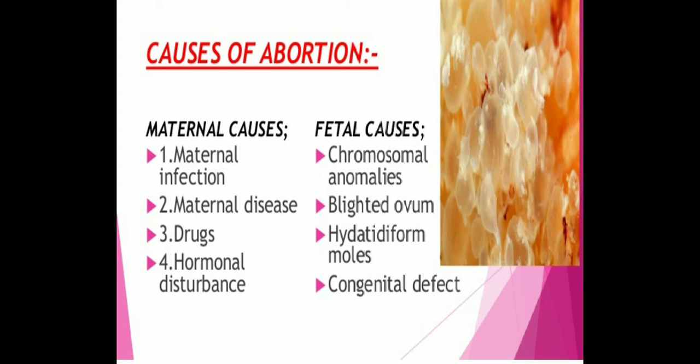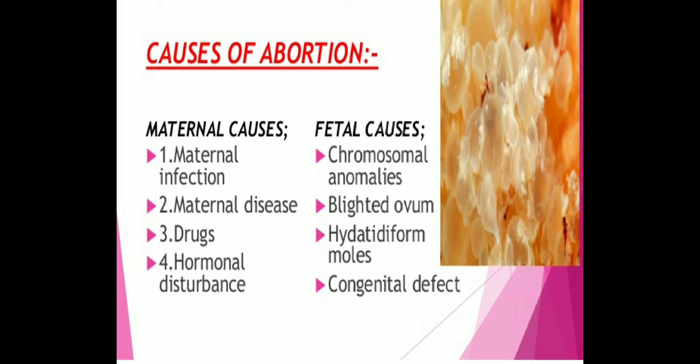Now coming to the causes of abortion, it is divided into maternal causes and fetal causes. When coming to the maternal causes, there are maternal infections like TORCH: toxoplasmosis, rubella, herpes simplex virus infection, or any other infections of the mother during pregnancy. Maternal diseases like gestational diabetes mellitus, pregnancy-induced hypertension, thyroid disorder, or iron deficiency anemia. All these are known as maternal diseases which can cause abortion of the fetus. Some drugs, and any hormonal disturbance, can also lead to abortion of the fetus.